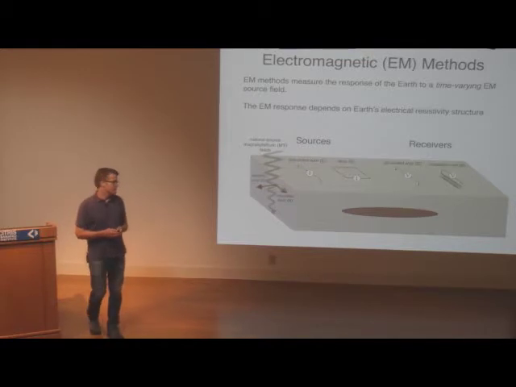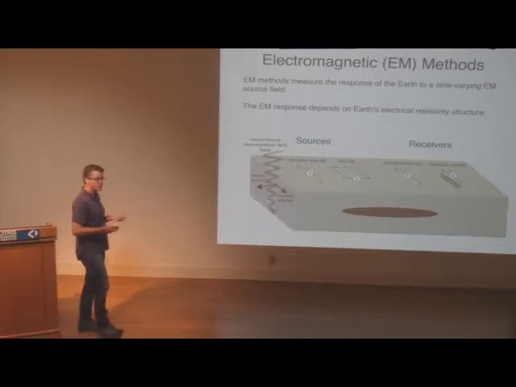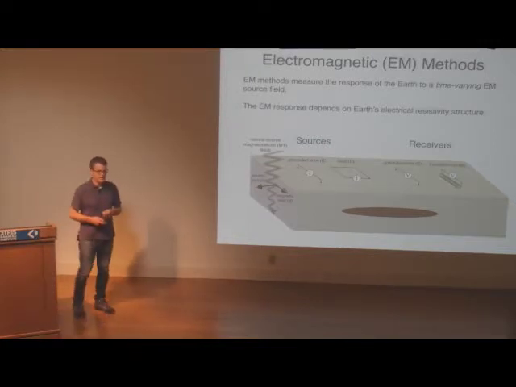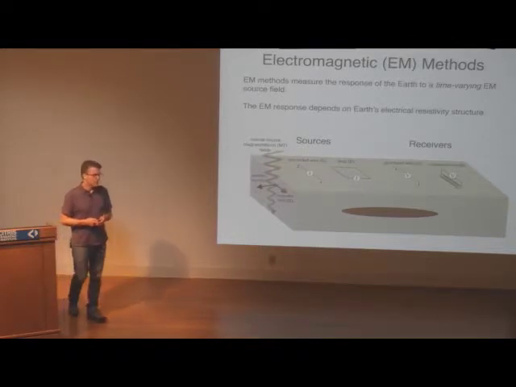And these are low frequency electromagnetic fields that are generated in Earth's ionosphere, and they diffuse down into the Earth and induce secondary electric and magnetic fields. And we can do this for low frequency deep soundings in the crust and the mantle. If we want to image shallower structure and in higher resolution, then we need to create our own artificial sources.